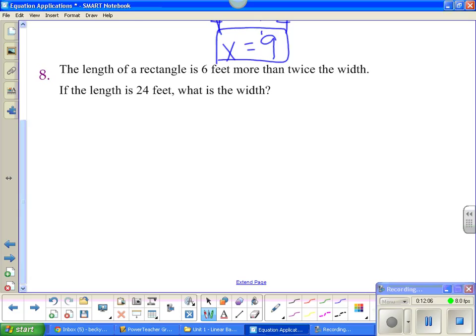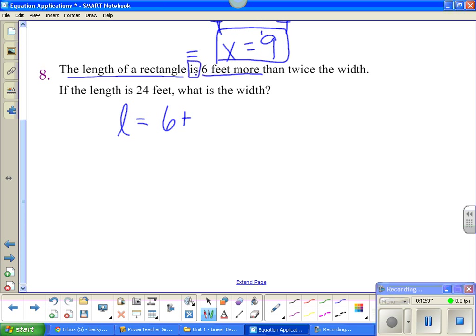If the length of a rectangle is 6 feet more than twice the width, and the length is 24 feet, what is the width? Okay, remember that is my favorite word, and that's your equals. So there's your equals. The length of a rectangle is L equals. And I always do a cursive L so it doesn't look like a 1. 6 feet more than, 6 feet plus, 6 feet more than, bigger, increased by.